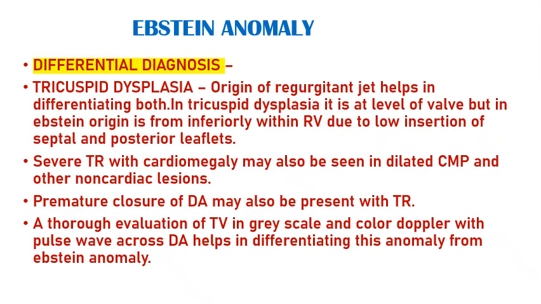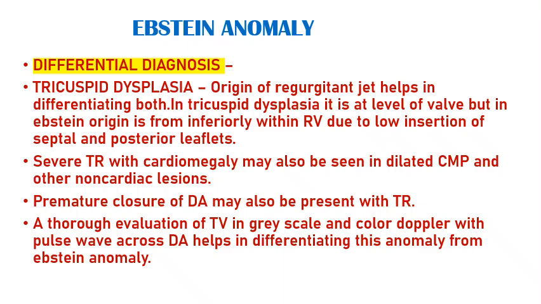In differential diagnosis, we can see tricuspid dysplasia. Here, the origin of the regurgitant jet helps in differentiating tricuspid dysplasia and Ebstein anomaly. In tricuspid dysplasia, it is at the level of the valve, but in Ebstein, the origin is inferiorly within the right ventricle due to low insertion of septal and posterior leaflets.